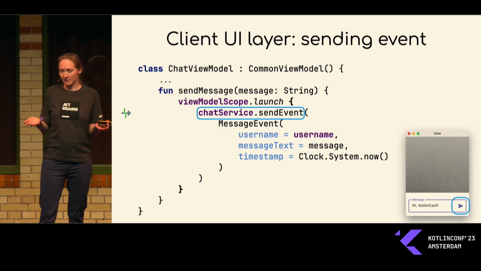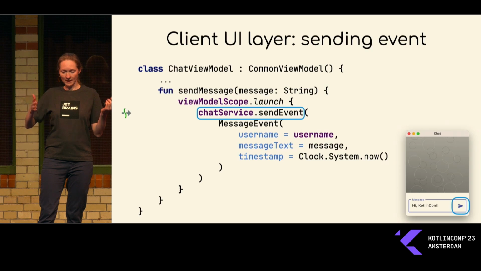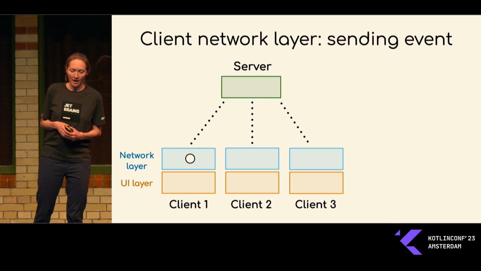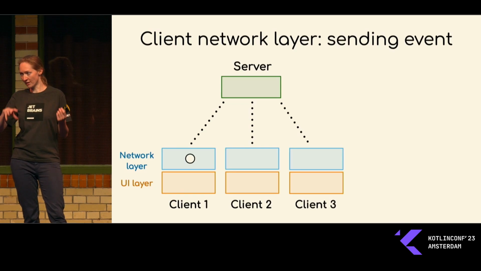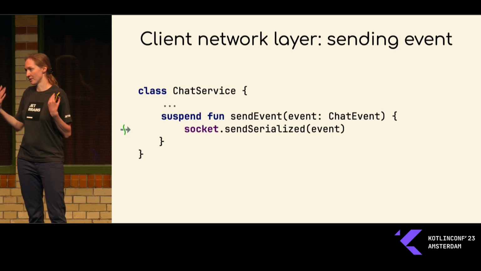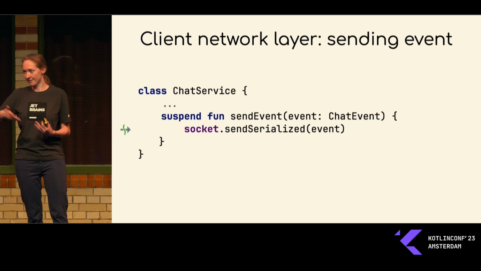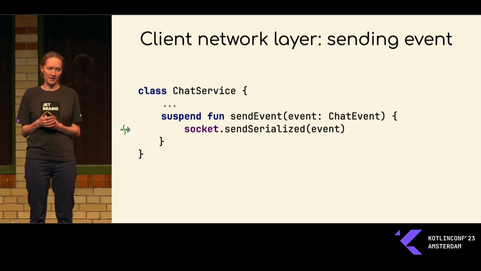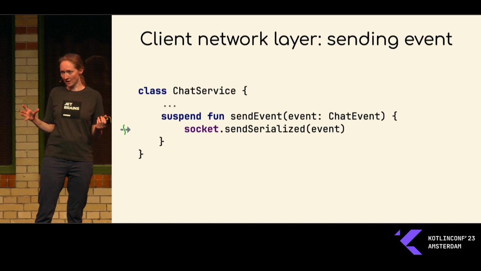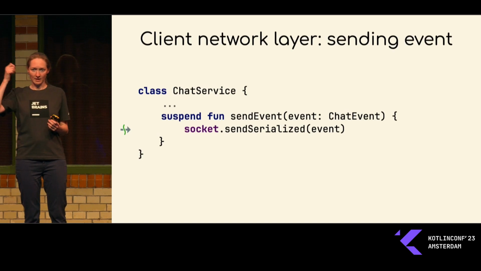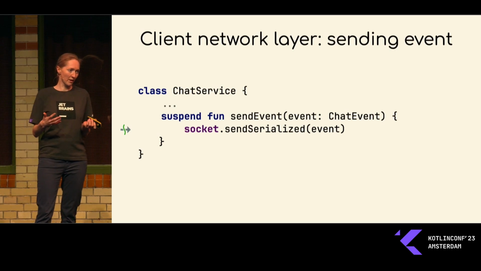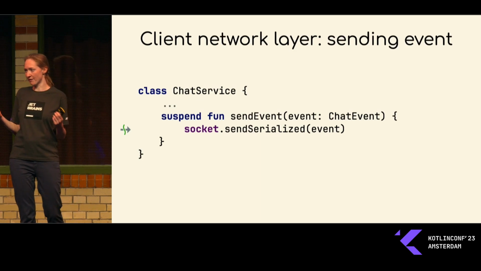I think that currently it's very much straightforward. We send our message event with the user, with the message, and with the current time. And our network layer, when it sends the event, simply calls the socket and sends the event through the socket. We use WebSockets in our implementation, so our server is communicating with all the clients via WebSockets. It's a modern way to perform such real-time communication.